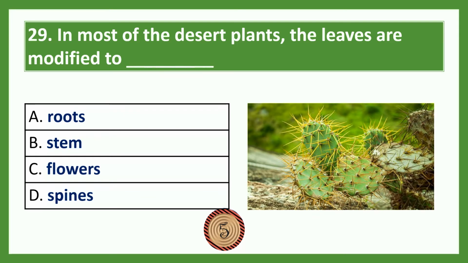In most of the desert plants, the leaves are modified to dash. Option A, roots. Option B, stem. Option C, flowers. Option D, spines. The answer is option D, spines. In the picture, we can see the cactus plant in which the leaves are modified to spines.